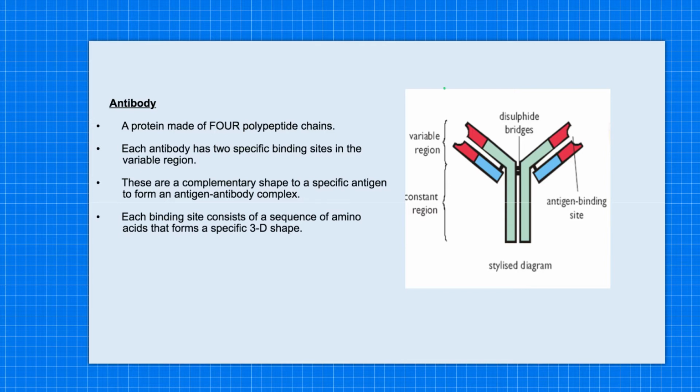So we're looking at this part here and this part here. They're known as antigen binding sites. These are complementary in shape to a specific antigen to form what we call an antigen-antibody complex. And each binding site consists of a sequence of amino acids that forms a specific 3D tertiary shape.